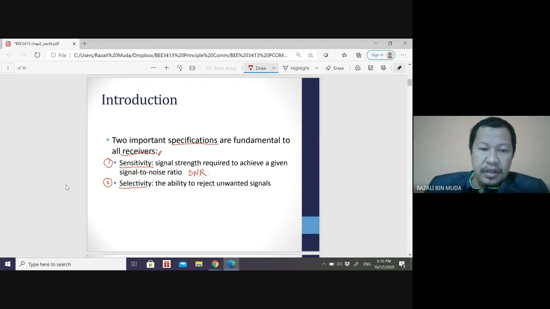Selectivity is the ability to reject unwanted signal. So the ability to reject unwanted signal is known as selectivity. When we talk about receivers, we should always remember these two qualities. First is sensitivity. Second is selectivity.